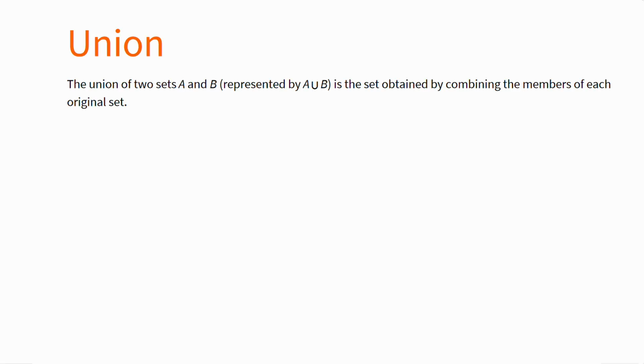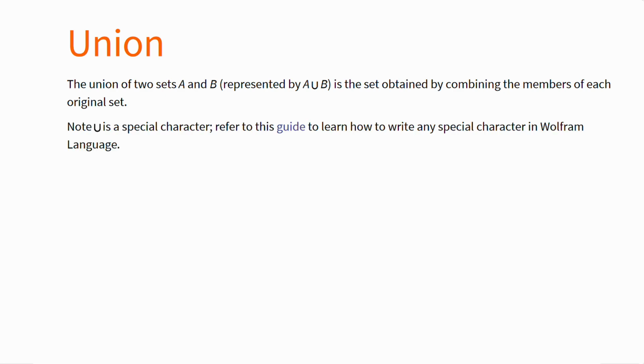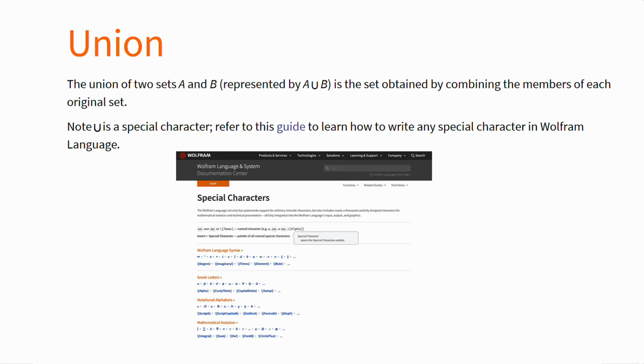The union of two sets A and B is the combination of the members of each set. Note, this union symbol is a special character. Refer to this guide to learn how to write any special character in the Wolfram language. It's really going to be useful because there's a lot of special characters in this course, so you want to get used to it.